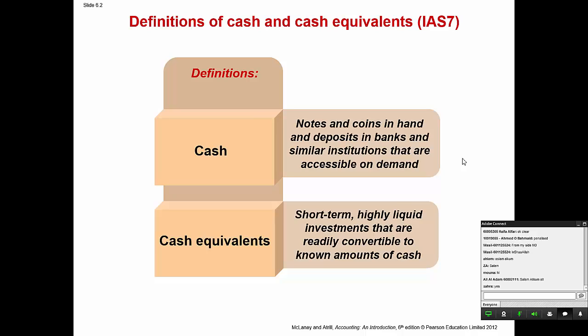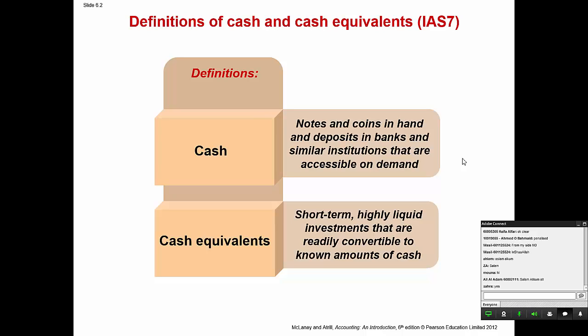So the cash is very important, and a lot of people say that cash is king. If you have cash in business, then you can increase your business. You know that the cash is also bringing another cash. So what is the cash? The cash is the money, the notes and coins in hand, and deposits in banks and similar institutions that are accessible on demand. So we all know what cash is and how we can differentiate it.